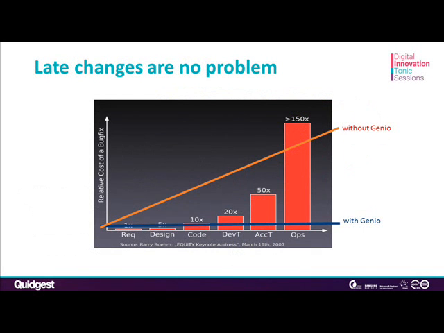And Genio also solves a big issue with software development, which is late changes. When you have late changes on a big solution, on a big system, the longer you are in the process, the cost gets higher and higher for each change. With Genio, it doesn't stay flat, but it almost stays flat, the cost for each change, because the change is put in the same place, whether it's in the requirement phase or the deployment phase. It all goes to the same place, it all goes to Genio. So it solves that curve of cost.